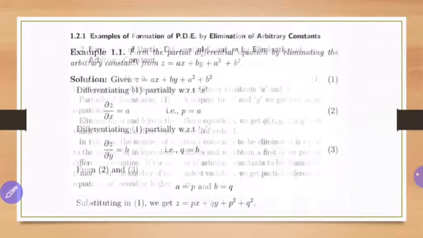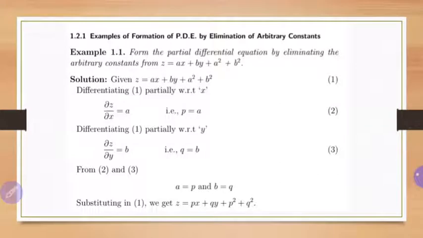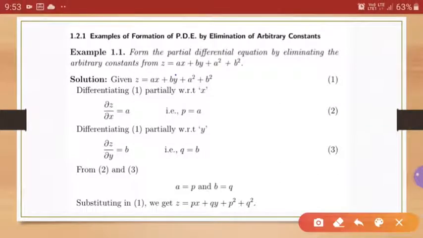So we see one example on this. Form the partial differential equation by eliminating the arbitrary constants from z is equal to ax plus by plus a square plus b square. Now here, a and b are the arbitrary constants.